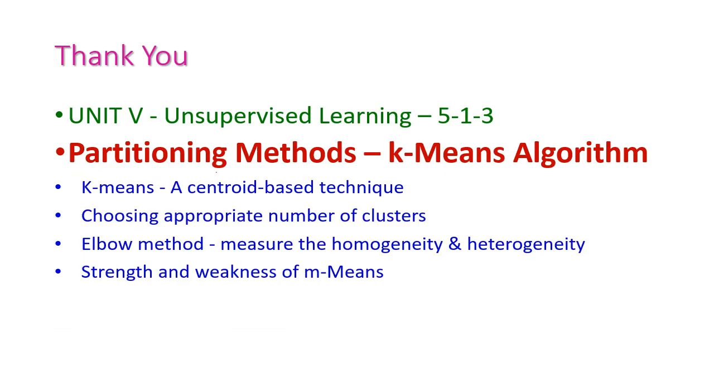So far we have seen the partitioning method and the K-means clustering algorithm from the 5th unit, unsupervised learning. Here we have seen what the partitioning method is and what the K-means algorithm is, otherwise called a centroid based technique, choosing the appropriate number of clusters, and the elbow method to measure homogeneity and heterogeneity. Finally we have seen the strengths and weaknesses of the K-means algorithm.